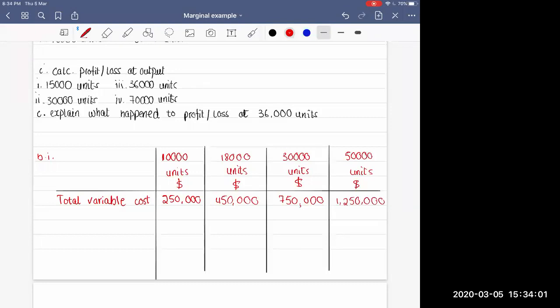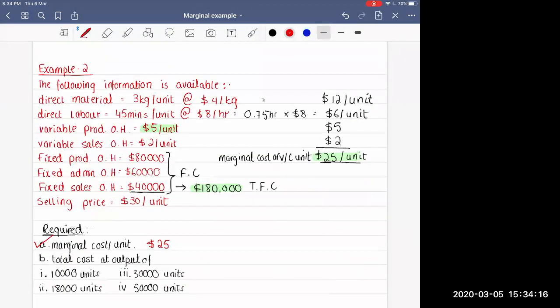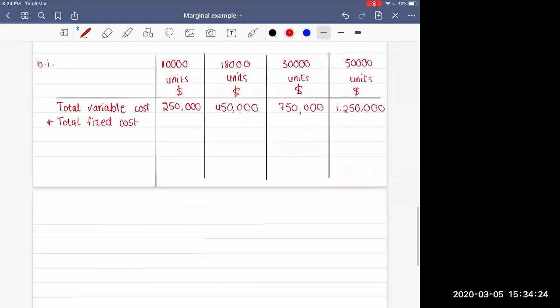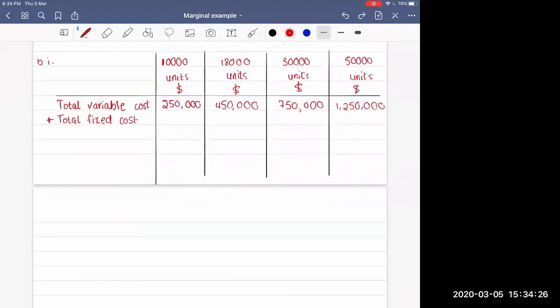These are our total variable costs, and plus total fixed cost. We had already totaled the fixed cost. We had three different types of fixed cost, which include fixed production cost, fixed admin cost, and fixed sales overheads. Therefore, the total fixed cost is 180,000. No matter whether we are producing 10,000 units, 18,000 units, 30,000 or 50,000, our total fixed cost will remain the same, that is 180,000. At all activity levels, the total fixed cost will remain 180,000.